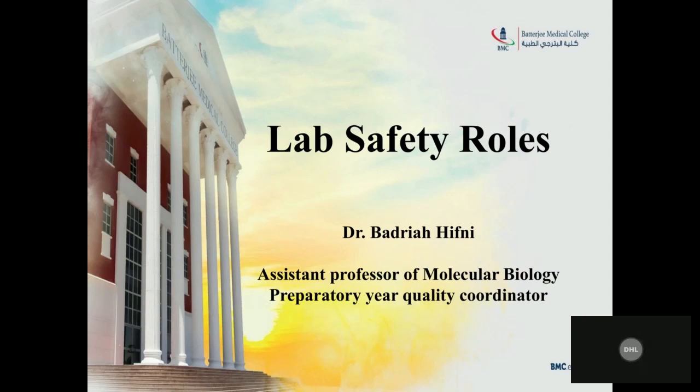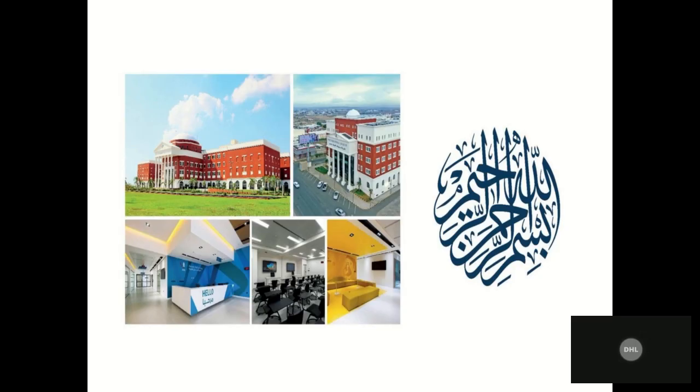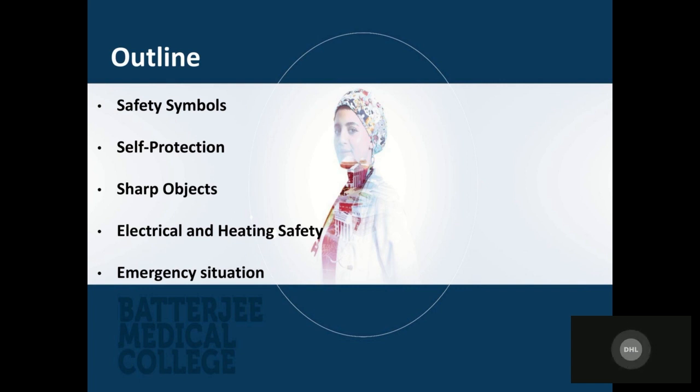Officer of Molecular Biology. Today I'm going to talk about the lab safety rules. Our outline for today: safety symbols, self-protection, how you protect your eye and your hand, what is the proper outfit for the lab, sharp objects, electrical and heating safety, and finally we will talk about emergency situations.